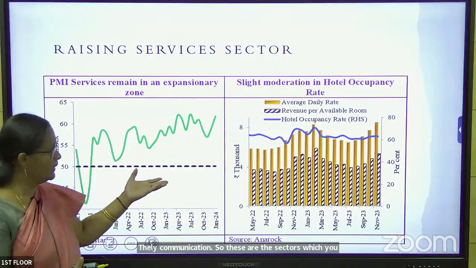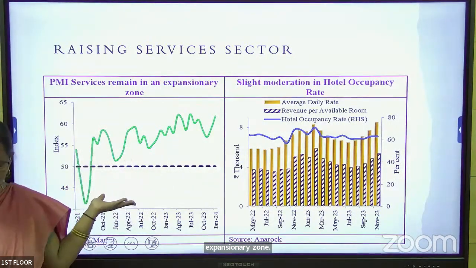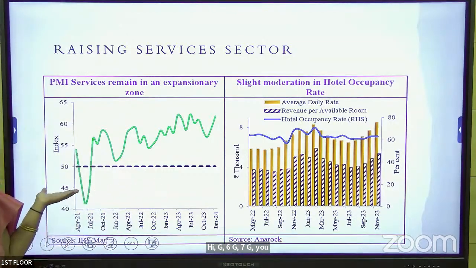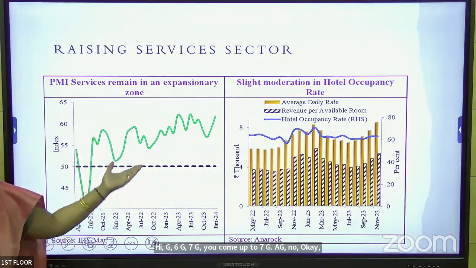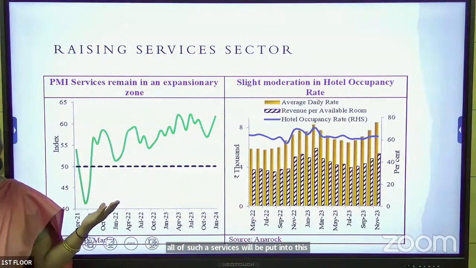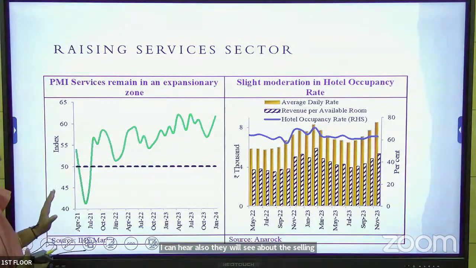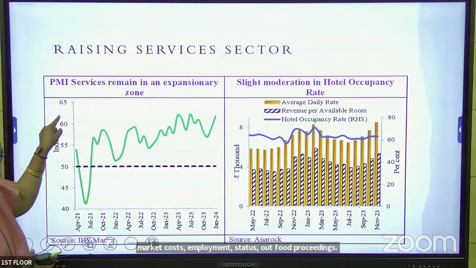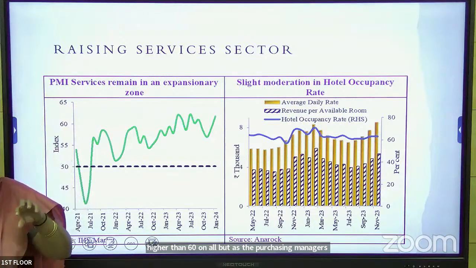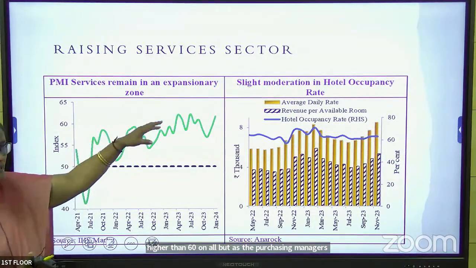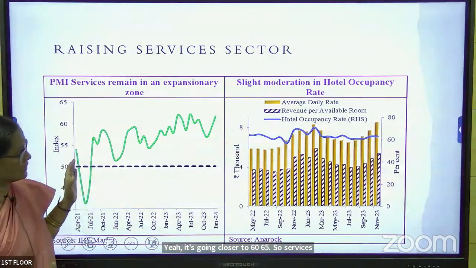And here we are remaining in the expansionary zone. 5G, 6G, 7G. All of such services will be put into this. Again, here also they will see the selling cost, market cost, employment status, output, proceedings, everything. But you can see that it is even higher than 60, whereas the purchasing managers index for the manufacturing sector was around 50-55. Here it's going closer to 60-65. So the services sector expansionary zone is much better than the manufacturing sector zone.